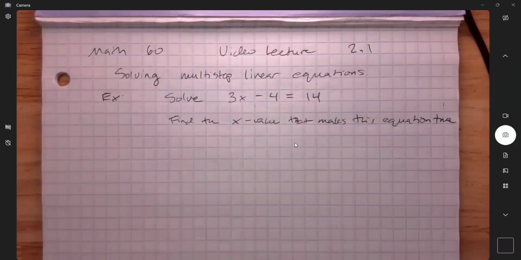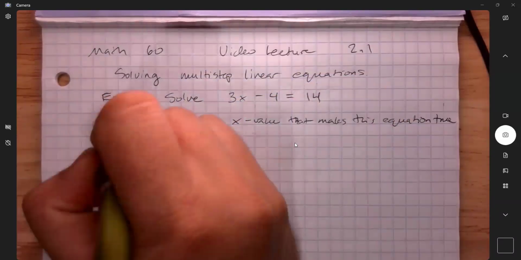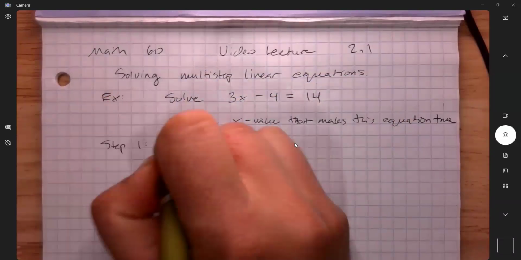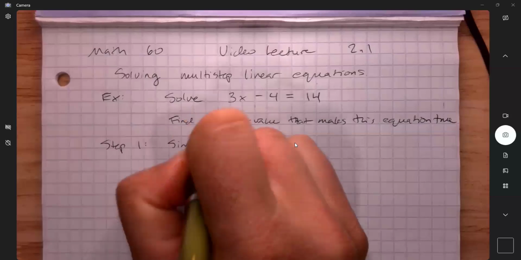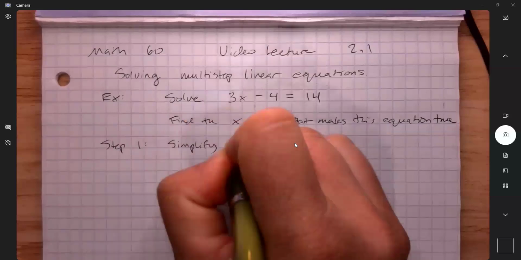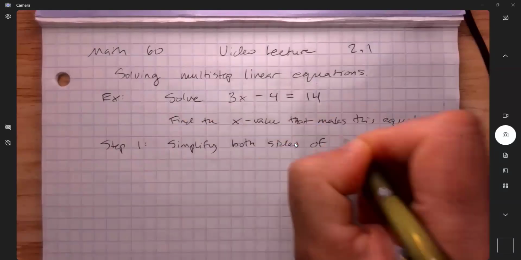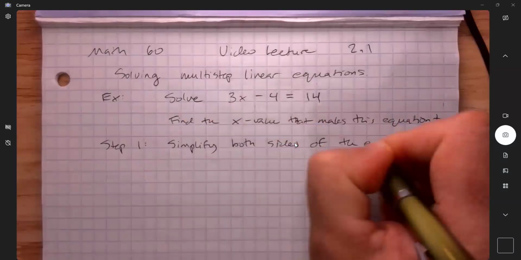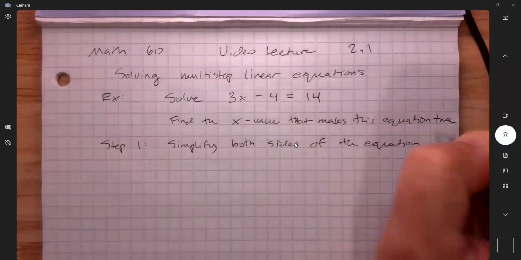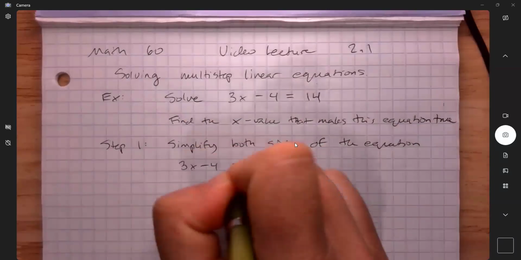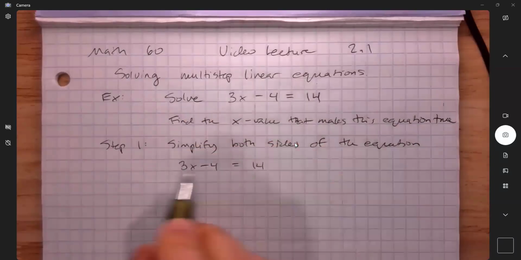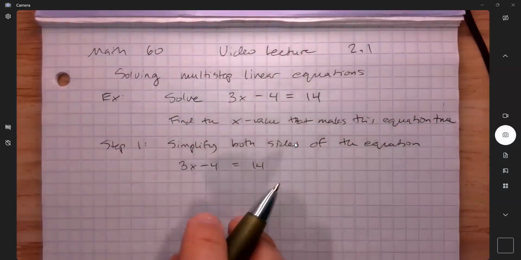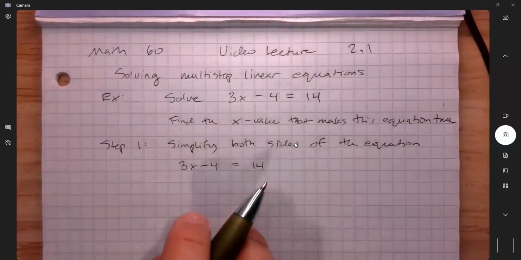little bit more carefully. So when solving an equation, step one is usually simplify both sides of the equation. In this case, 3x minus 4, that's pretty simple. Don't really have to do anything with that. And 14, that's almost as simple as it gets, so I don't have to do anything there. But I will do an example where you have to simplify first.